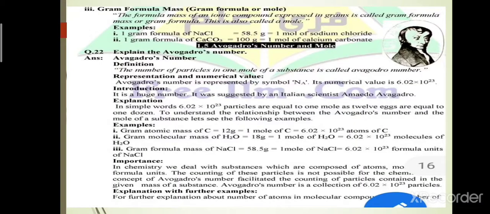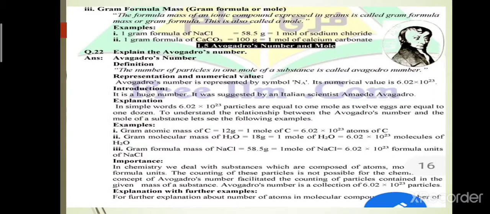In the previous lecture we studied gram formula mass, gram atomic mass and gram molecular mass. Why do we use the word gram? Because scientists determine the atomic masses of other elements by comparing them with the carbon-12 atom, which is called the atomic mass unit. We have already discussed what the atomic mass unit is.